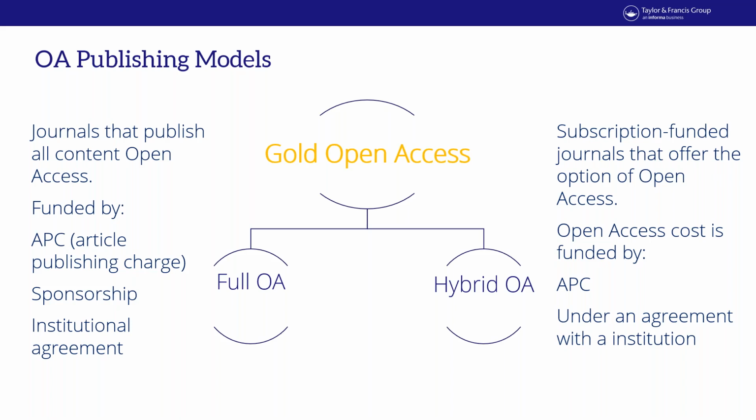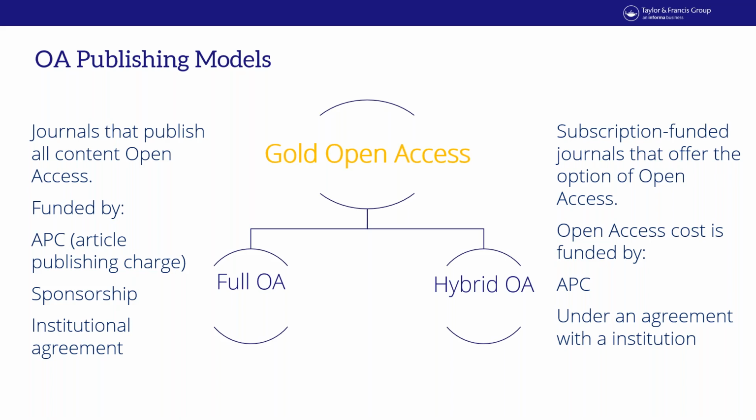So fully open access journals publish all of their content in an open access manner. And these journals aren't funded by subscriptions. Instead, most charge what's called an article publishing charge, or an APC. However, many journals are funded by societies or institutions. And in this case, either the author doesn't have to pay this fee, or they may pay a reduced rate. Now, keep in mind there are waivers or discounts available to reduce article processing charges for fully open access journals.